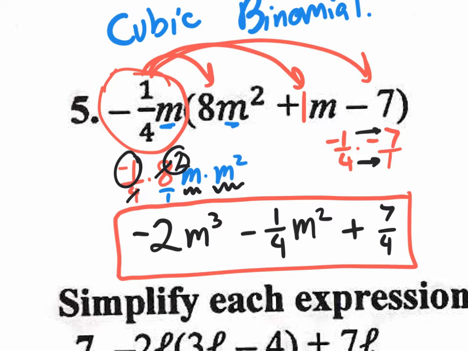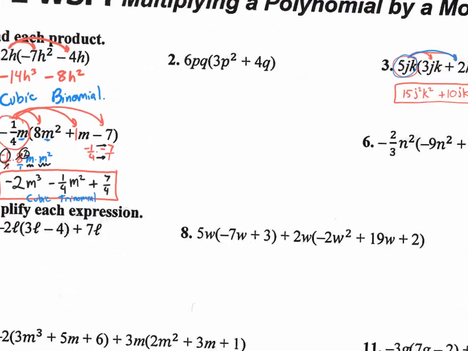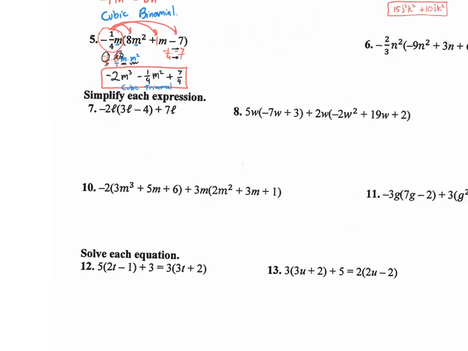Okay? As a matter of fact, let's classify this guy since it's only one variable, variable m. If I were to classify it, what would it be? First and last name? Cubic trinomial. But that's your answer. Check the back. That's the answer you have. Negative 2m to the third, negative 1/4 m squared plus 7/4. Let's move on to number 7.